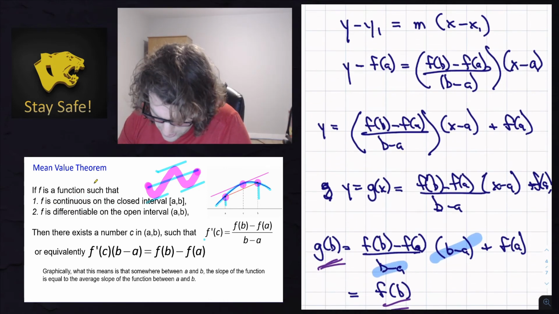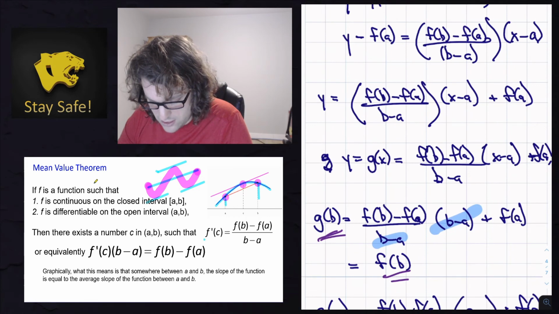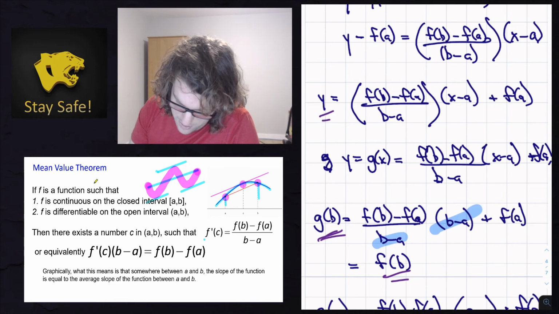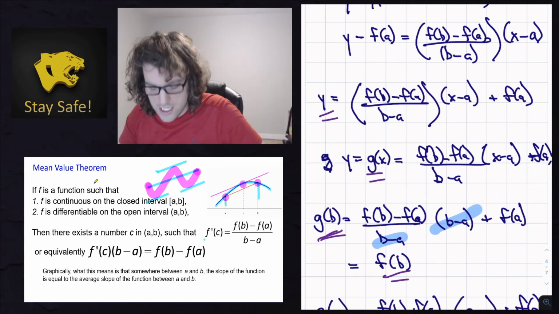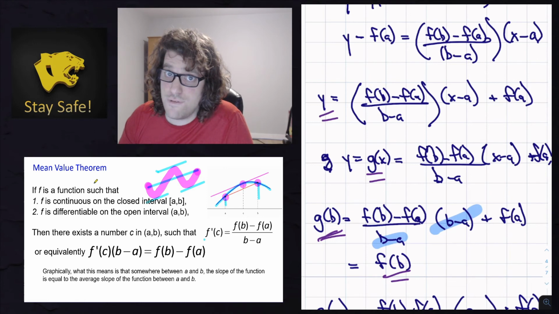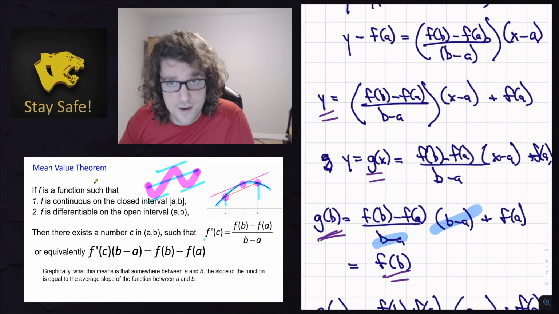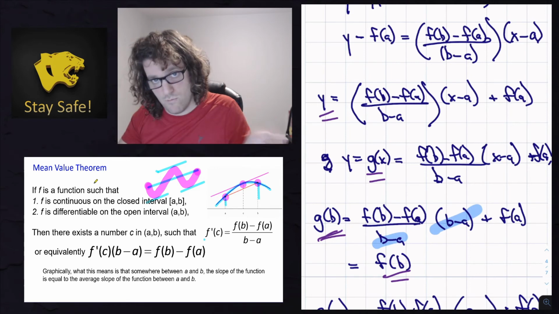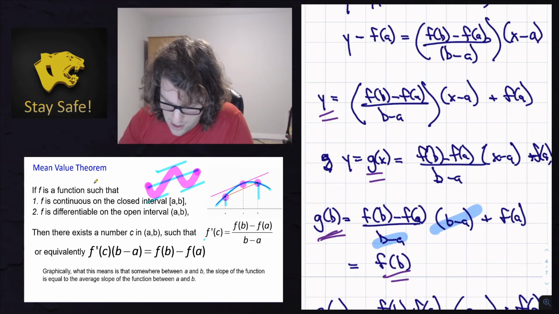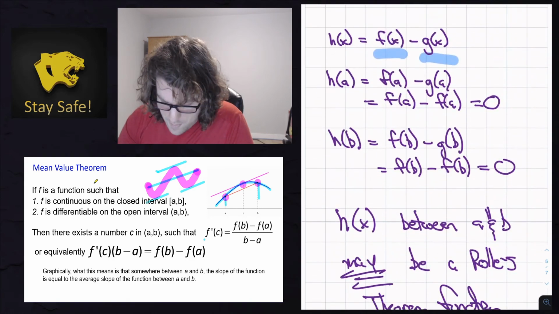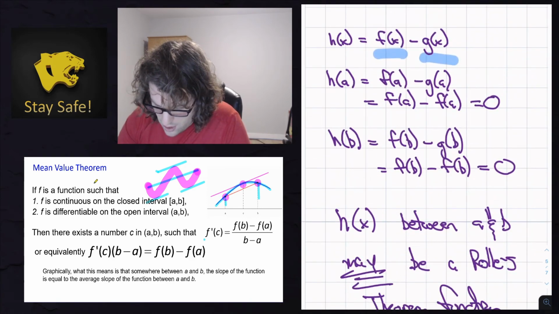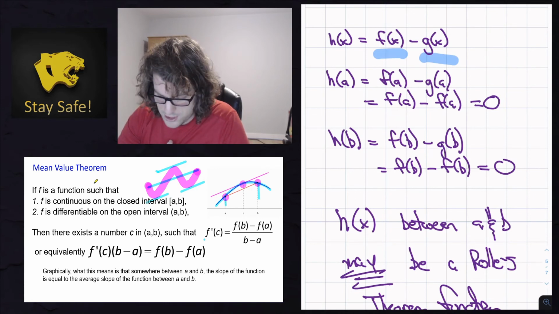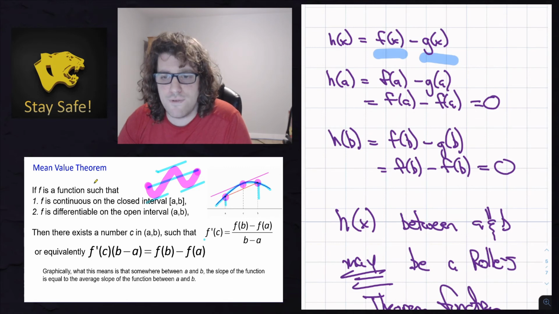So what is g? g is actually just a line. It's the secant line, which we then called g. Since it's a linear function, it is continuous on the closed interval and differentiable on the open interval. So both f and g are continuous, and therefore h is continuous because it's the difference between the two. Both f and g are differentiable.